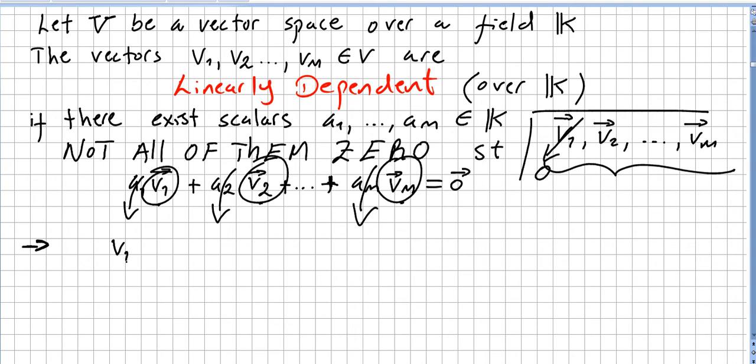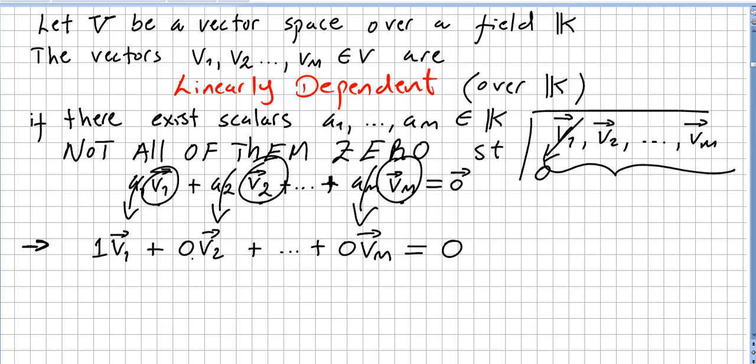Because we have a1 times v1 plus a2 times v2 plus etc. plus am times vm, right? And is this 0? Well, this one can be 0, this one can be 0, they can all be 0, except this one. So not all of them 0.